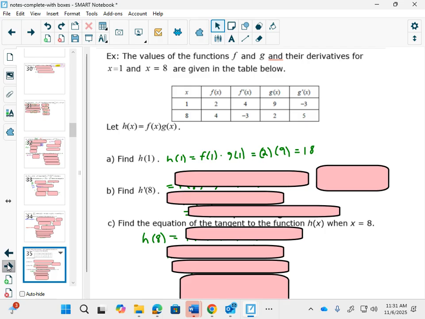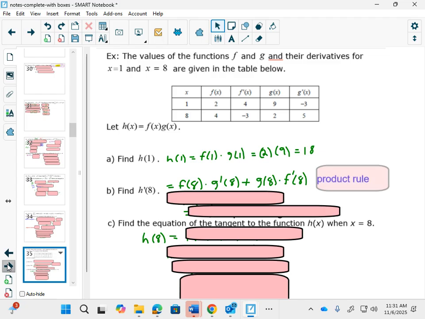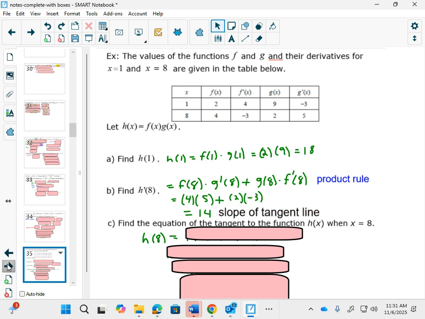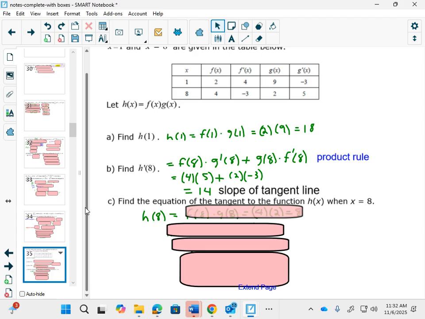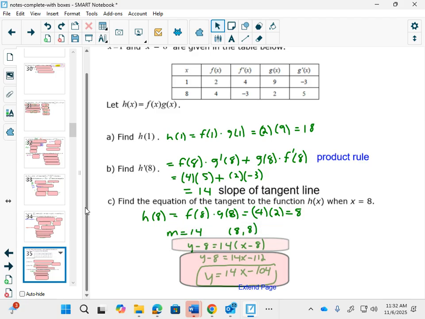If you want to find h prime, well, first you're going to have to use your product rule. Product rule says keep the first one the same, derivative of the second one, keep the second one the same, derivative of the first one. And all of those values are on your chart. So you get 14. That is the slope of the tangent line of h of x when x is 8. And now to find the equation of the tangent line, you need a point, which we have by plugging in 8. You have your slope from part B, and you can find your equation of your line.